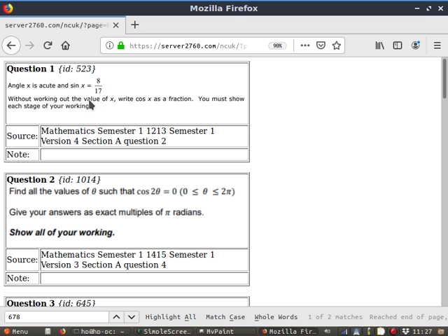Actually, I just realized these questions here with the sine x equals, they're not really in the lesson on sine cosine equations, are they? They're just in the lesson on sine cosine. Not that it matters too much. I'll have to fix that later.